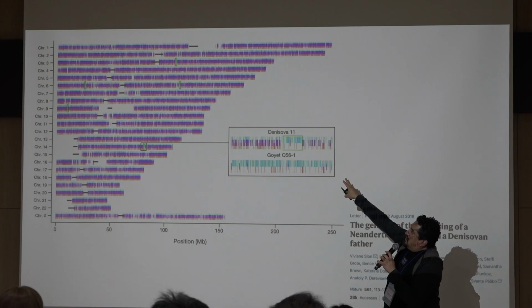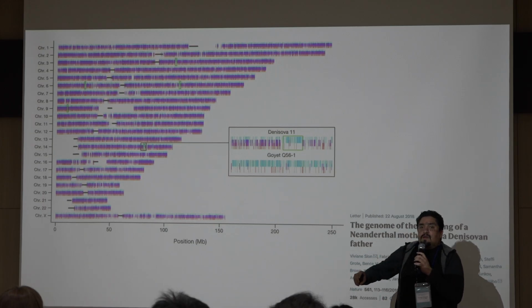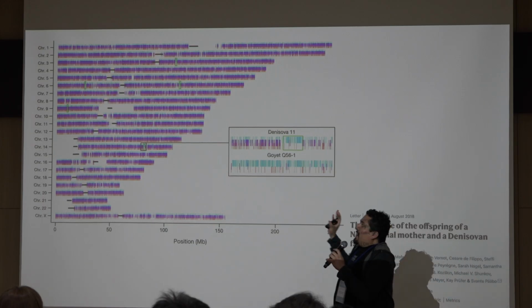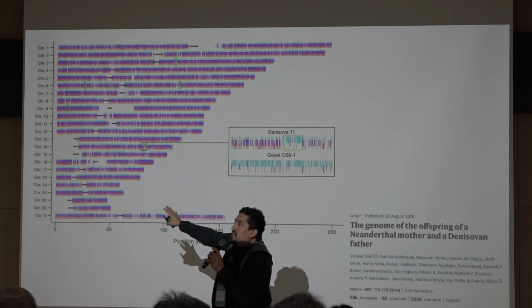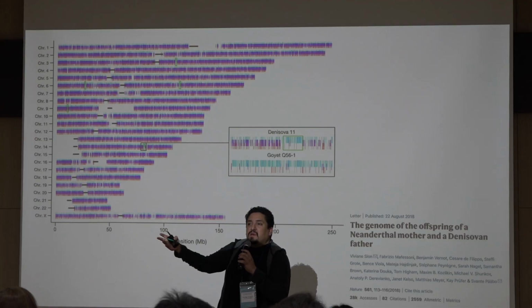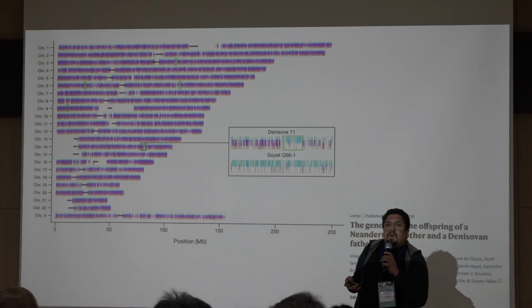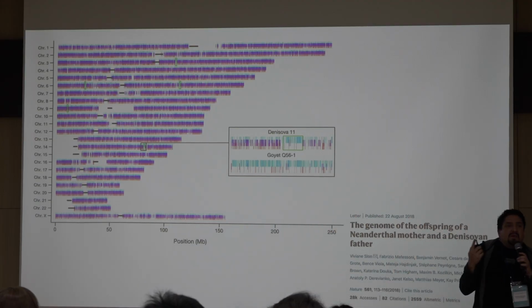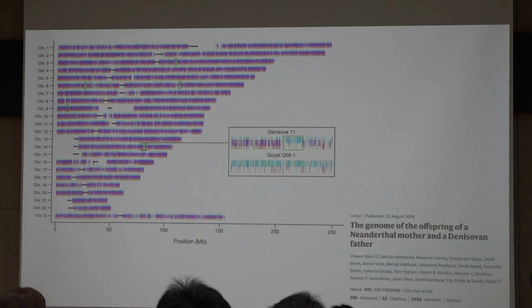When we color the genome, you can see two colors here. Blue is Denisova, and in red we have Neanderthal. And if we take a look at the whole genome of this individual, it is purple. So basically both genomes in the same proportion. This is the first evidence that not only were humans interbreeding with other species, but also these other species were interbreeding with each other.